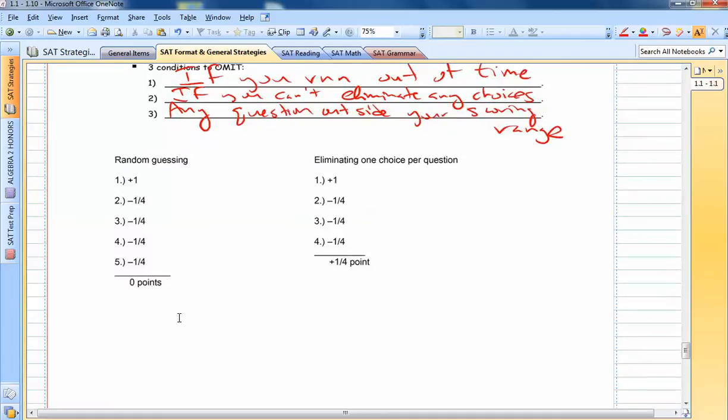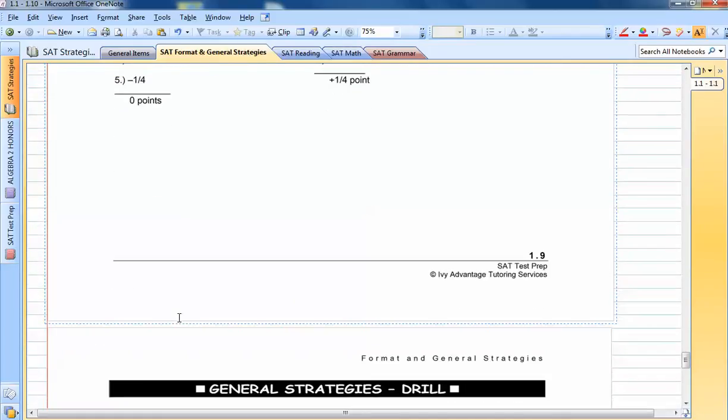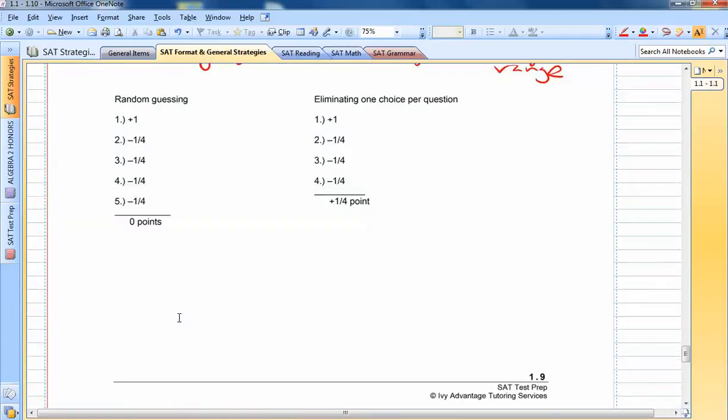So that covers all the general strategies. I'm not going to do 1.10. You'll actually do that in class with your instructor, just to make sure that you understand the general strategies.